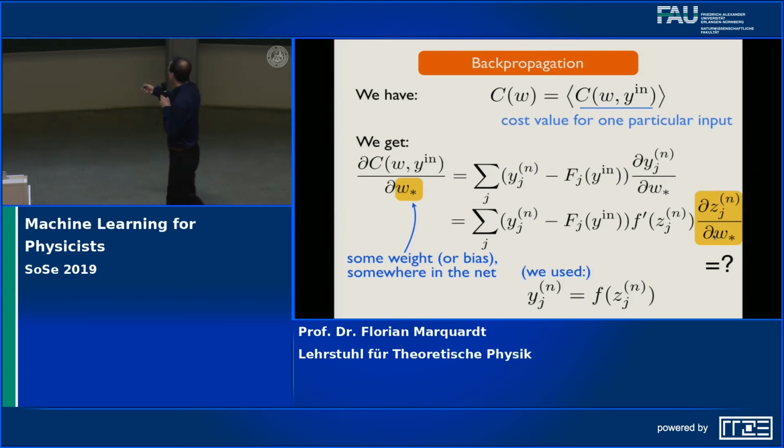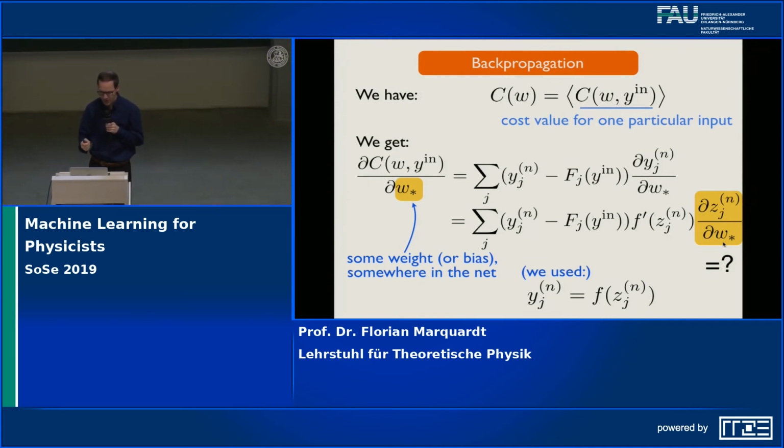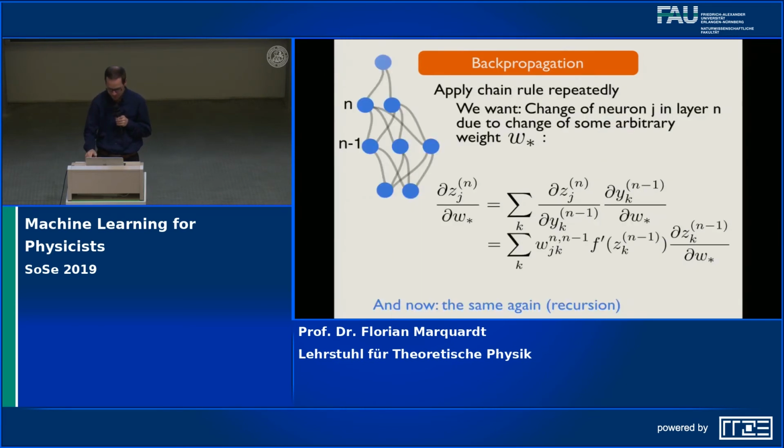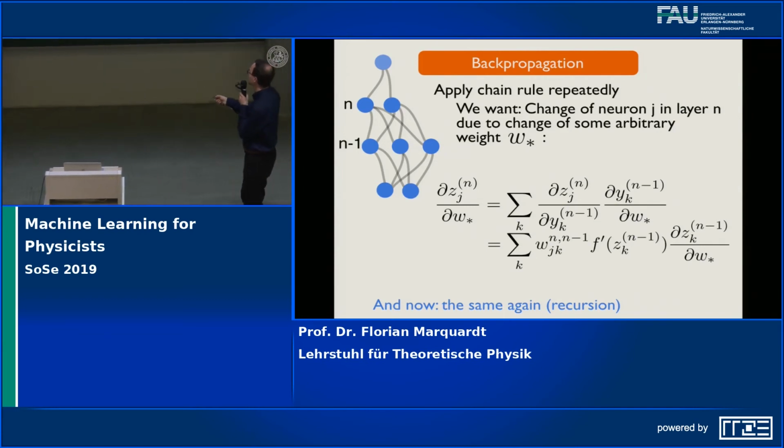Now, the object I will be really dealing with is this dz over dw in the following. And you will see that this is a very convenient object to deal with. So this was only the first step, going from the cost function to this derivative of z. This first step just has to be done. But after that, we will see there's a recursion relation. Okay. Because now I can try to apply the chain rule repeatedly. Let's see how this works.